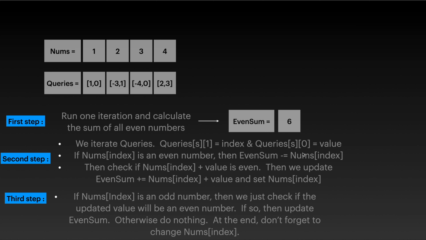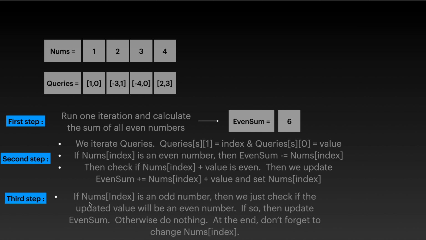If it is an even number, then we have to update our even sum here, and then we also have to update our nums array, right? Because we can have 1, 0, and then we can also have, say, 3, 0. So we can update the same number in our nums array multiple times. So don't forget to update our nums array. Now the other case is when nums of index is an odd number, then we don't have to do anything. We don't have to subtract even sum by nums of index, because nums of index is an odd number.